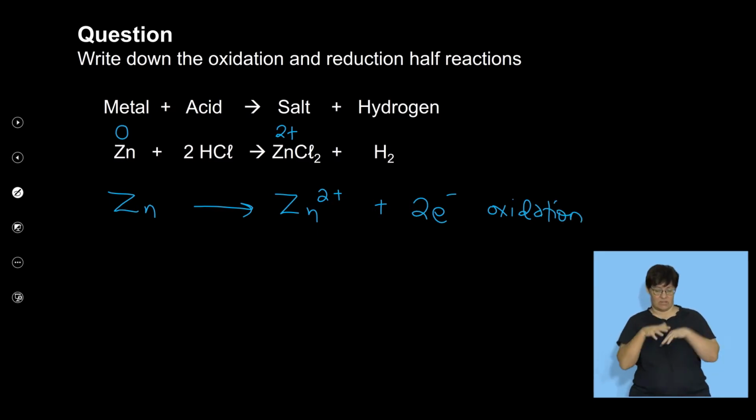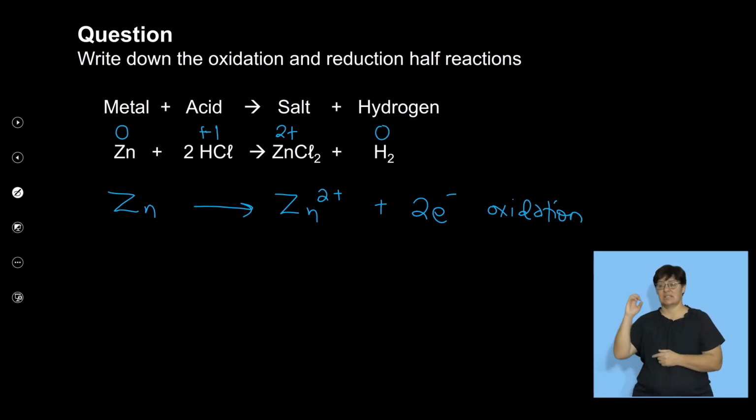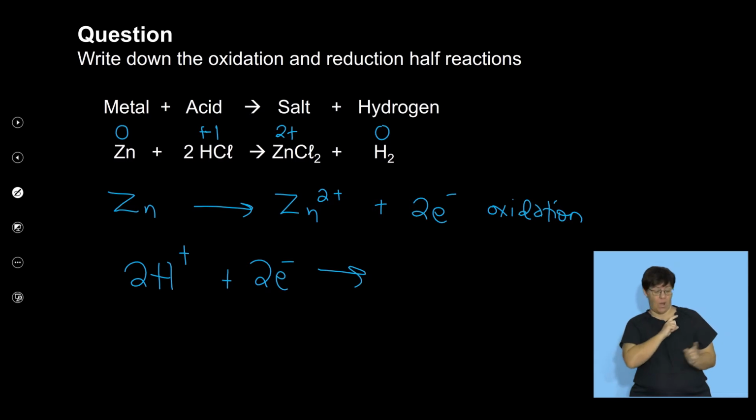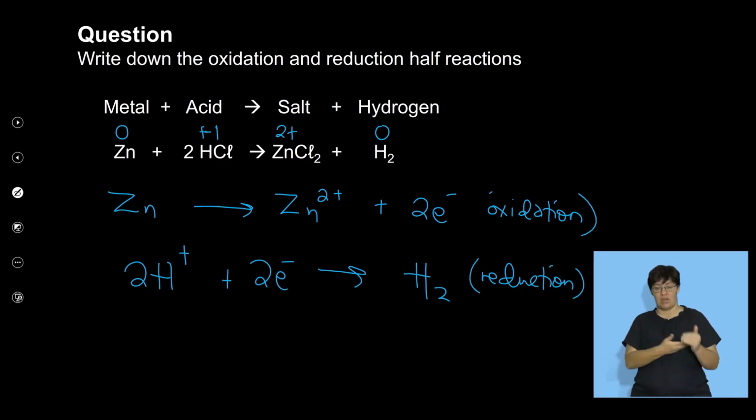What about the reduction half reaction? If you look at hydrogen, the oxidation number for hydrogen is +1 on the left-hand side, and on the right-hand side, according to the rules of assigning oxidation numbers, it is 0. So we can immediately say that hydrogen undergoes reduction. How does that happen? We can simply say that 2 H+ plus 2 electrons, which were lost by zinc, give us H2. This is our reduction half reaction.